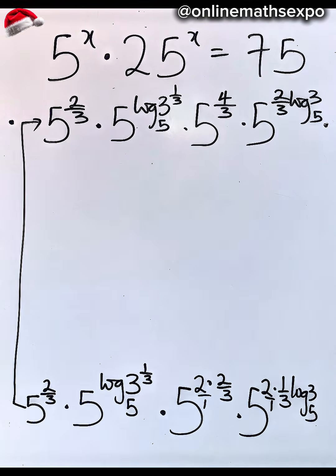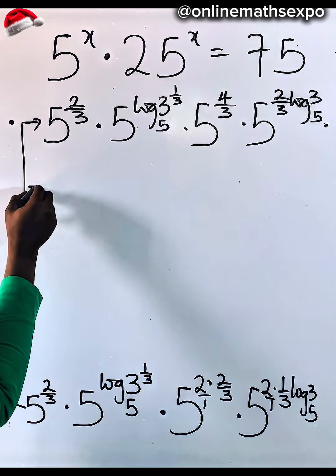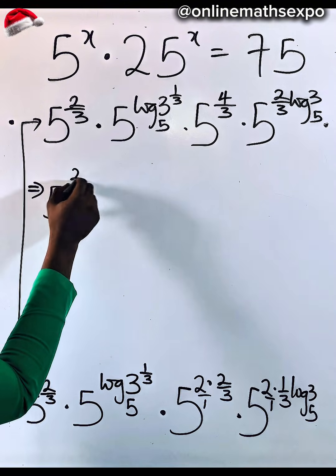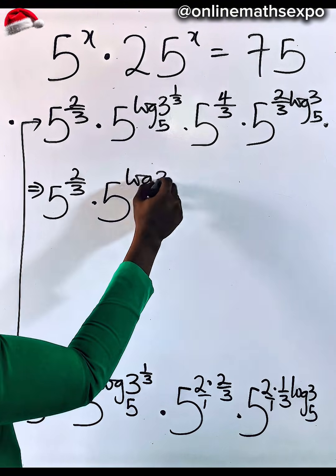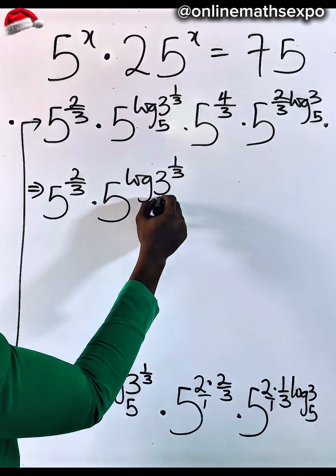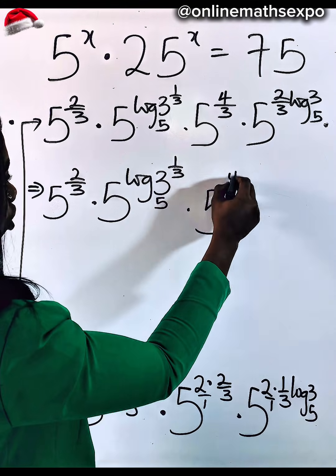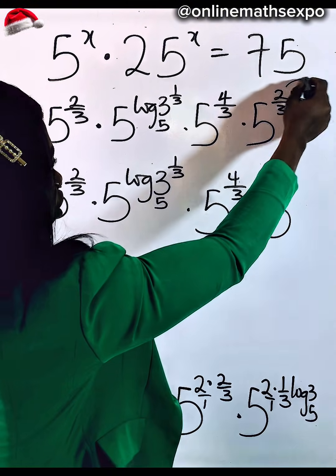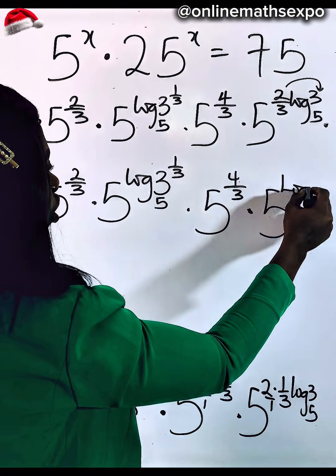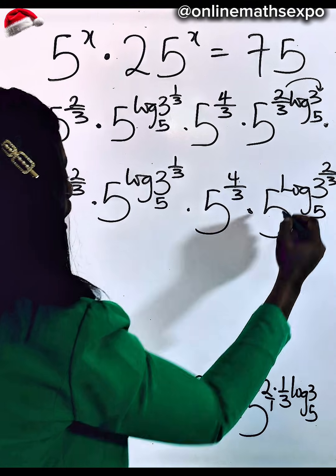So what do you do next? Remember, we also said the coefficient is the power of the log. So we are going to have 5 to the power of 2/3 multiplies 5 to the power of log 3 to the power of 1/3 base 5 multiplies 5 to the power of 4/3 multiplies 5 to the power. This becomes the power. So we have log 3 to the power of 2/3 then base 5.